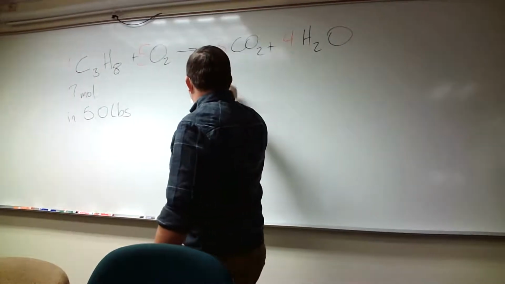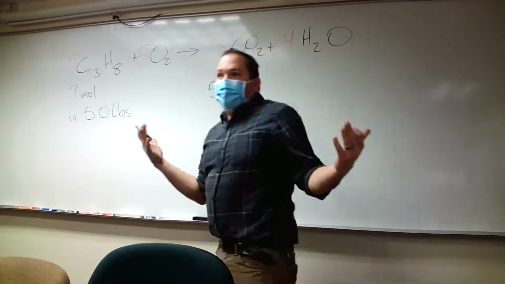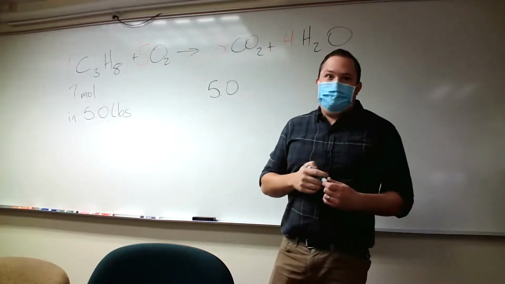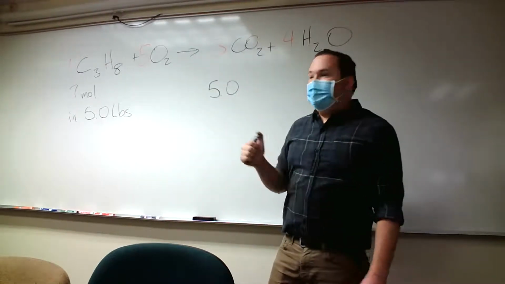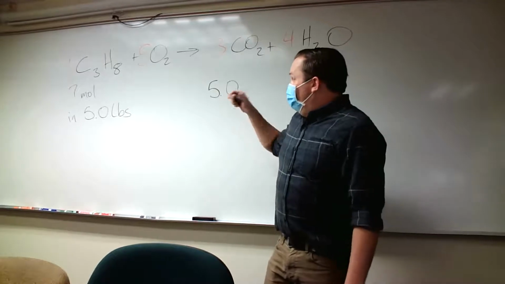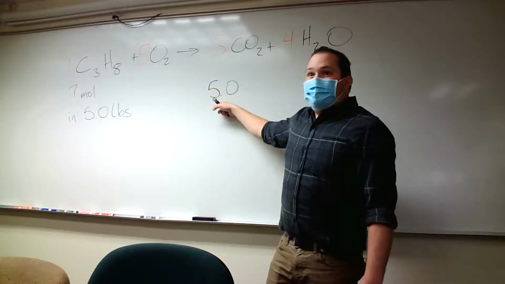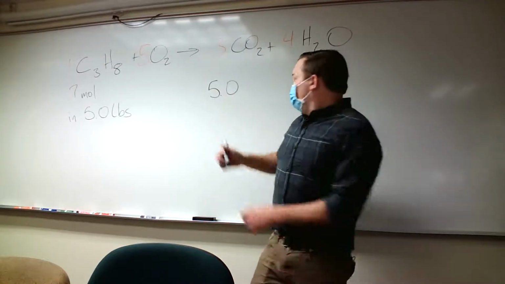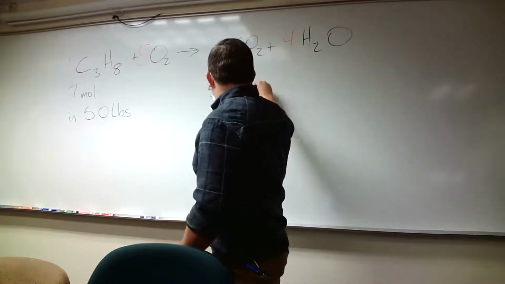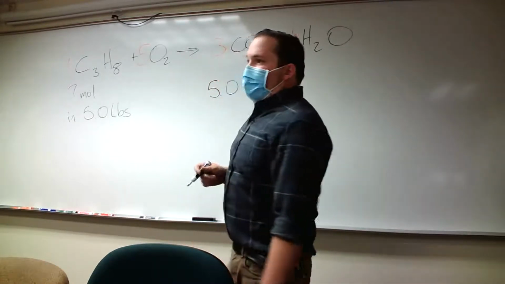So 5 pounds, if we're trying to get to moles, we only really have one way to get to moles at this point, right? It's going through mass. So start by turning 5 pounds into grams. Because then we can go from grams to moles.